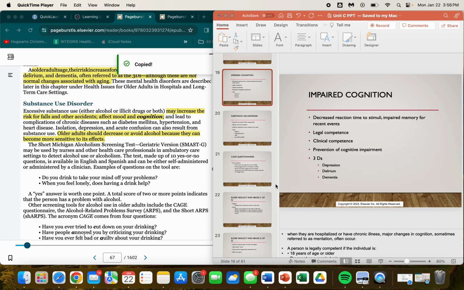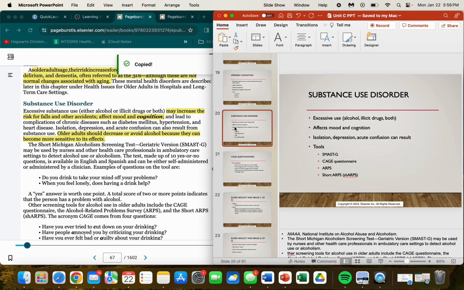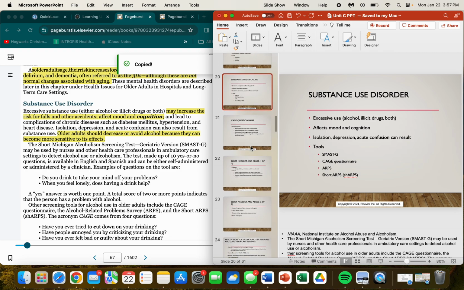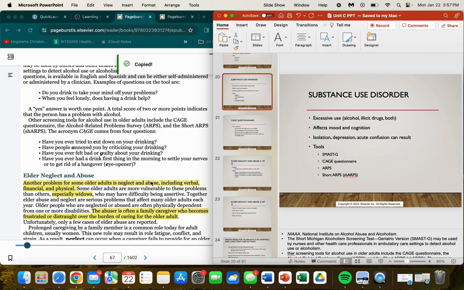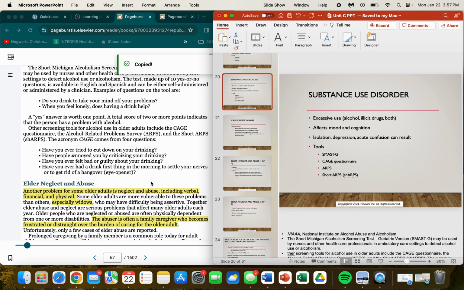So to continue on, we'll talk a little bit about substance use disorder in the older adult. Excessive substance use may increase the risk for falls and other accidents and affect mood and cognition. Older adults should decrease or avoid alcohol use because they can become more sensitive to its effects, for all the reasons we talked about them being more sensitive to medications. They continue to affect mood and cognition. They can continue to cause isolation, depression, and confusion.